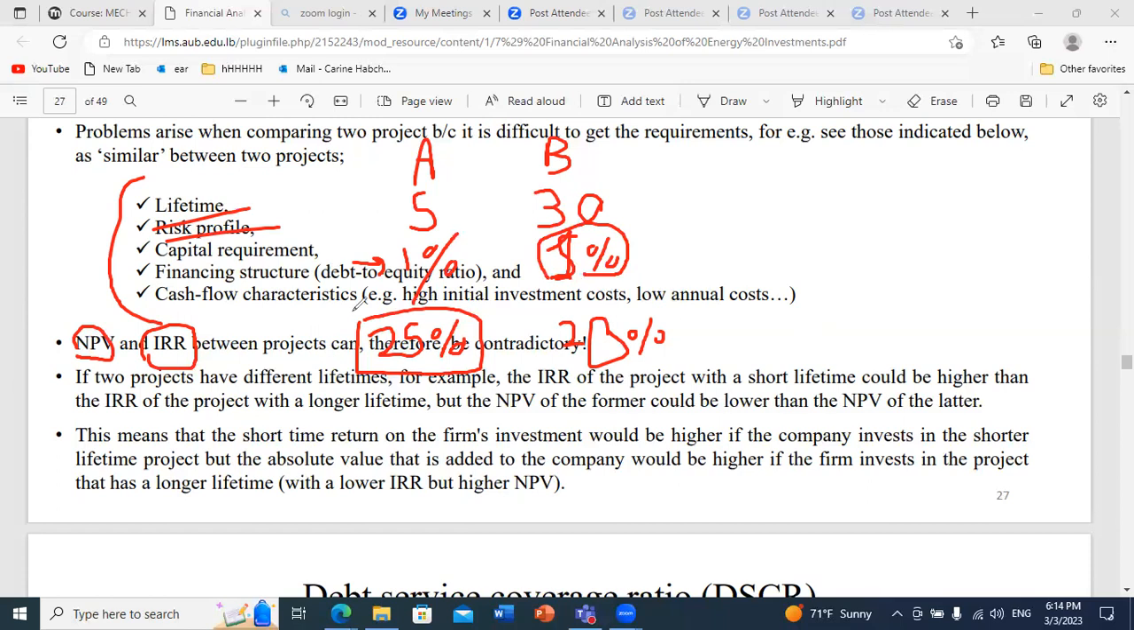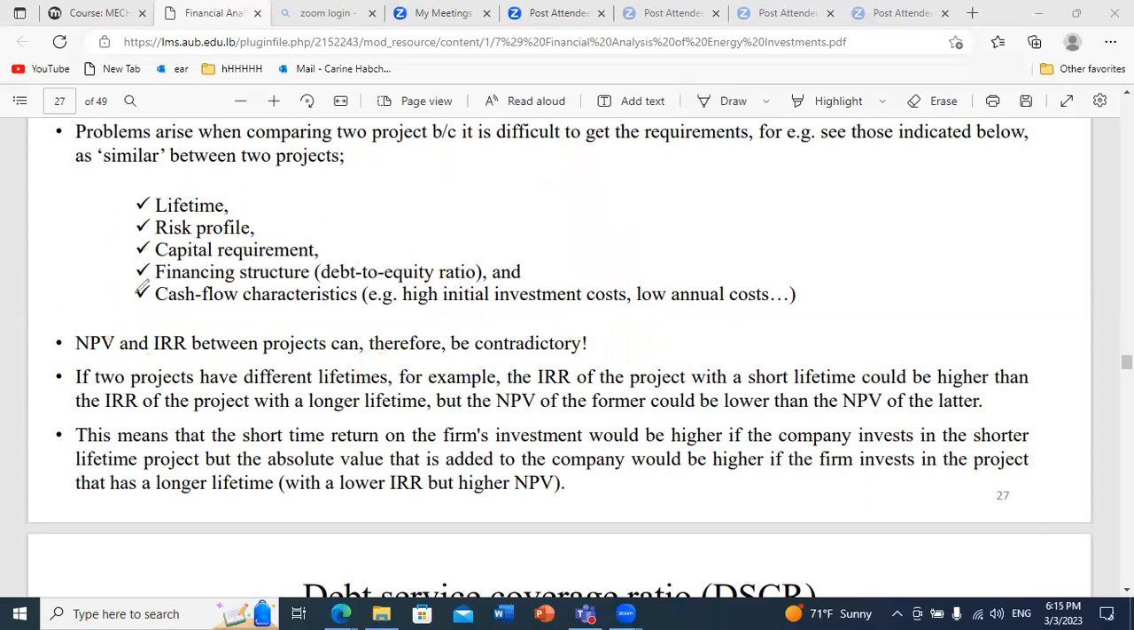But in case all of these are the same, meaning all of the factors are the same except the lifetime, and when we talk about the lifetime in general, the risk profile also might not be the same, because the risk profile depends on lifetime. And if you want to compare, you can get different results if you compare NPV and IRR. This is what they are telling you. So they are telling you, if you don't have the same factors, the comparison can give you contradictory results if you compare NPV and IRR.